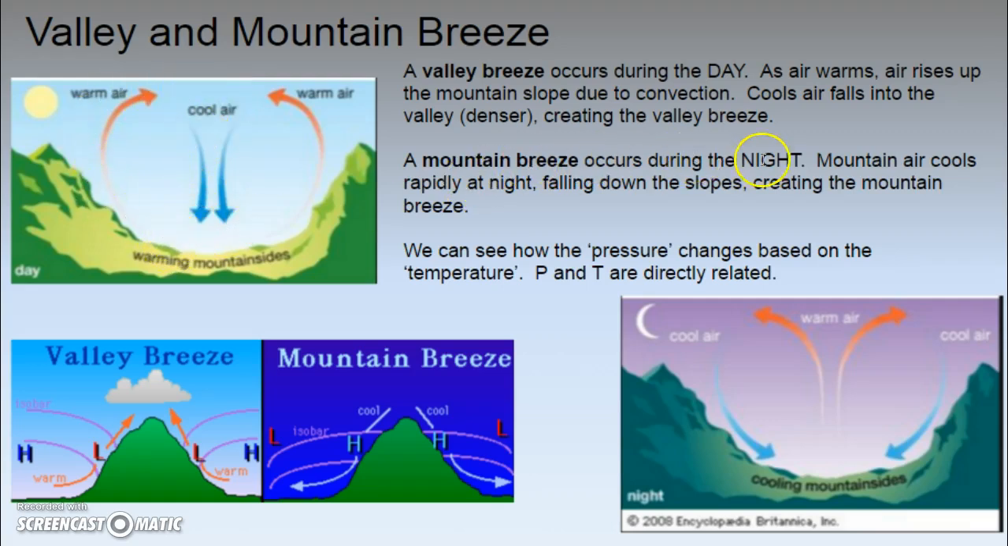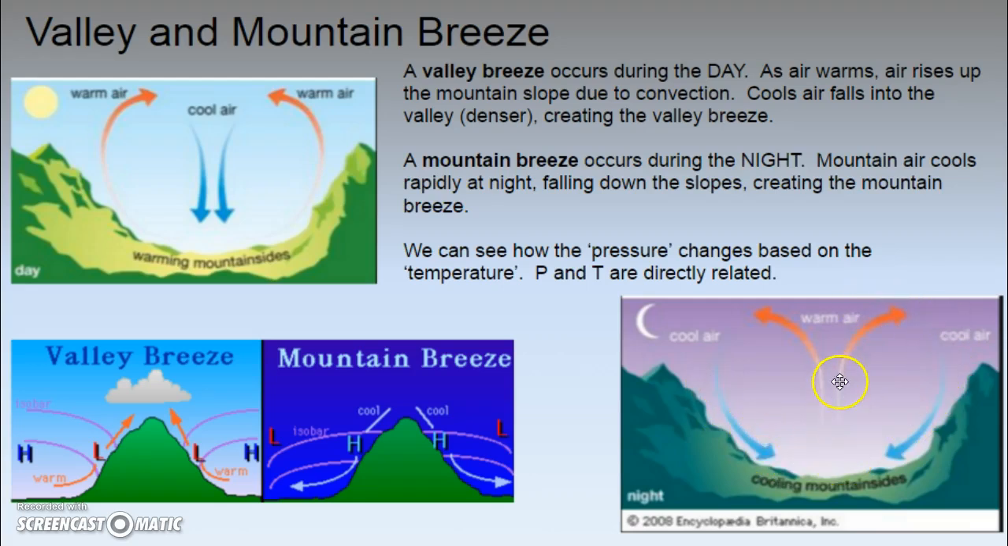But a mountain breeze occurs during the night. The mountain air cools rapidly at night, falling down the slopes. So here we have this convection cell creating the mountain breeze itself. The base of the mountain is where your air is going to be rising. You're going to get cooler air traveling down the slopes.